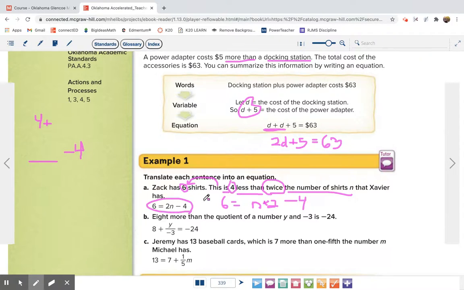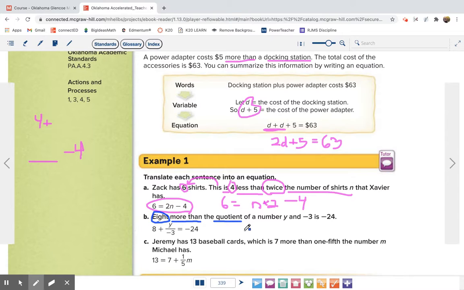We're not having to solve anything. We could, but we're not having to. Okay, on B, it says 8 more than the quotient of a number y and negative 3 is negative 24. Okay, so let's kind of look at our stuff. 8 more than the quotient. Let's talk about that. Quotient doesn't just mean divide. It means the answer to a division problem. So anytime we have, whether it's quotient, sum, difference, or product, that all means the answer to something.